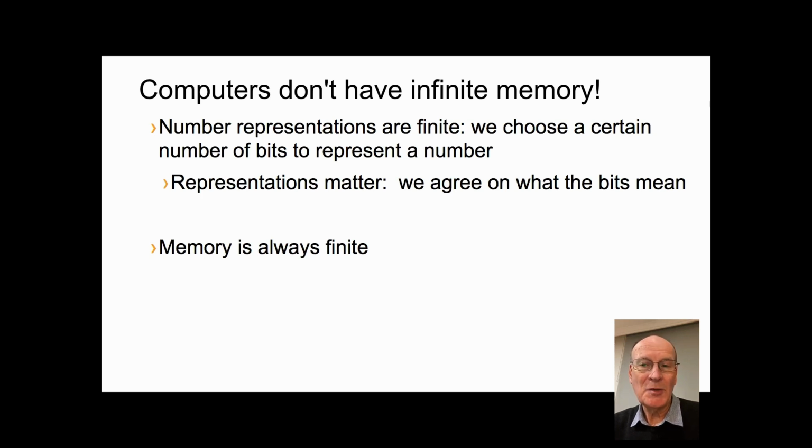And the PC has two sorts of memory, which we'll get to later in the course. You have memory on the mass storage, the disk storage, and you have memory in the main memory of the computer, which is where the computation is done, and that also has a limit. In each case, it's finite, and we have to choose how big our representations of numbers are going to be.